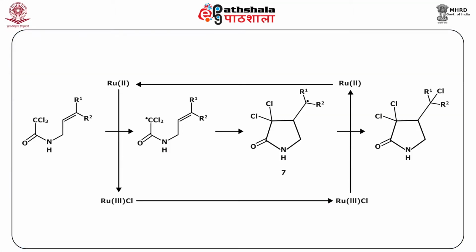The ruthenium-2 catalyst initiates the process by abstracting a chlorine atom from the trichloro group of the substrate 6 to form a carbon-centered radical as shown in scheme 5. This radical then undergoes a 5-exo-trig cyclization to form a 5-membered lactam ring as shown in the structure 7. Finally, quenching of the terminal radical occurs with the reduction of ruthenium-3 to ruthenium-2 to complete the catalytic cycle.